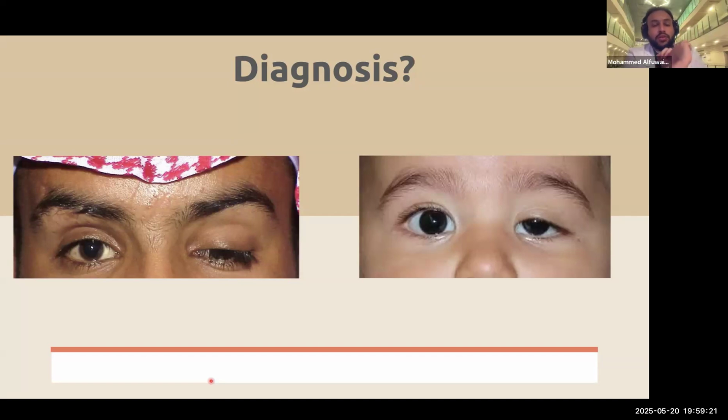Ptosis, dilated pupils, and down and out eye. Oculomotor palsy. Excellent. Now, patient has ptosis that is variable and fluctuating throughout the day, usually worse at the end of the day. Myasthenia gravis. Good. These three, memorize them by heart.